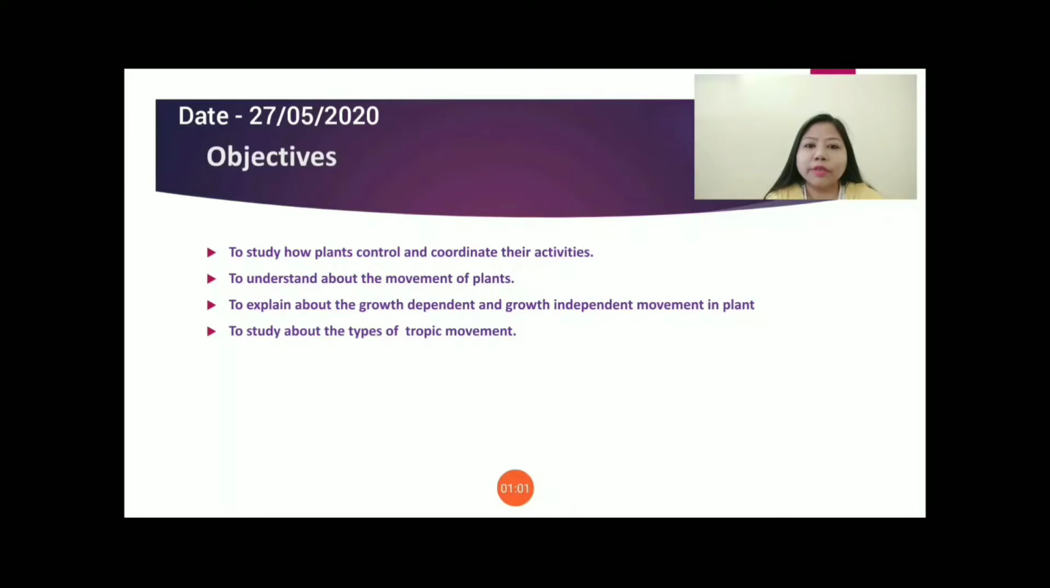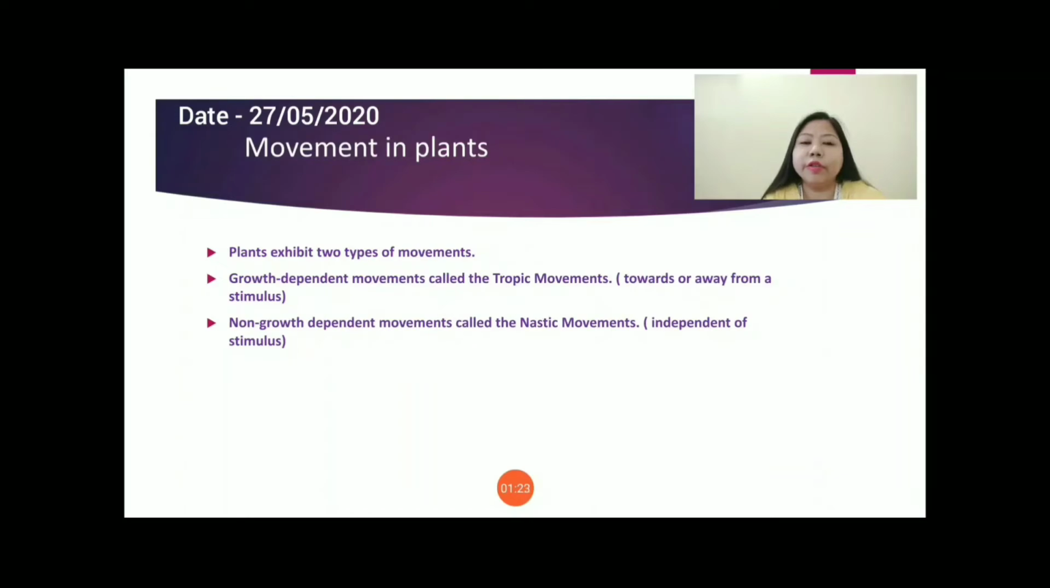So the objectives are to study how plants control and coordinate their activities, to understand about the movement of plants, to explain about the growth dependent and growth independent movement in plants, and to study about the types of tropic movement. Now children, the control and coordination in animals takes place with specialized tissues, that is the nervous tissues.